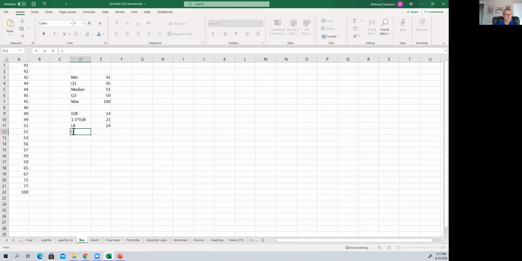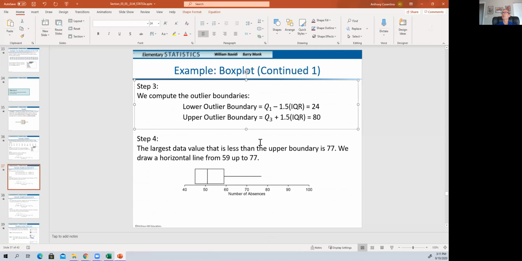The upper bound is Q3 plus now the IQR times 1.5. And you can see the upper bound is 80. So when we go back to the presentation, you can see these are the two bounds. And so the way that this book likes to illustrate it is that you don't want any data on this chart bigger than the upper bound or lower than the lower bound.